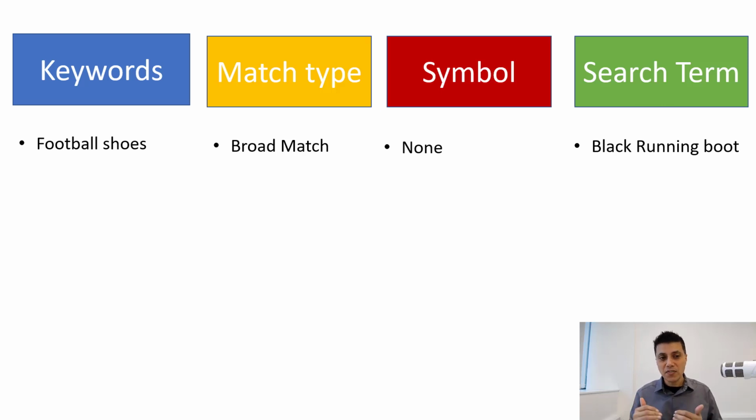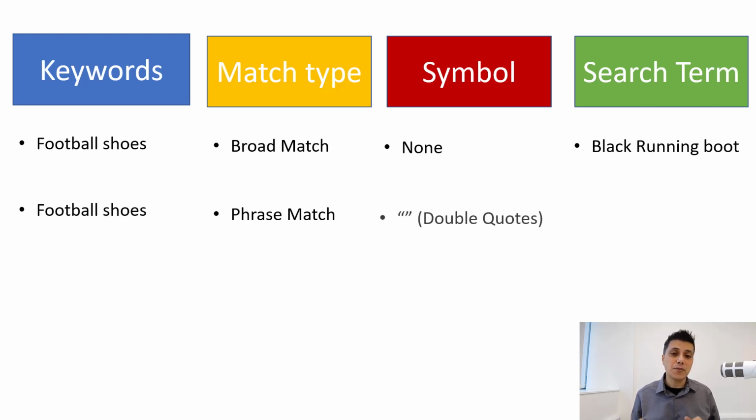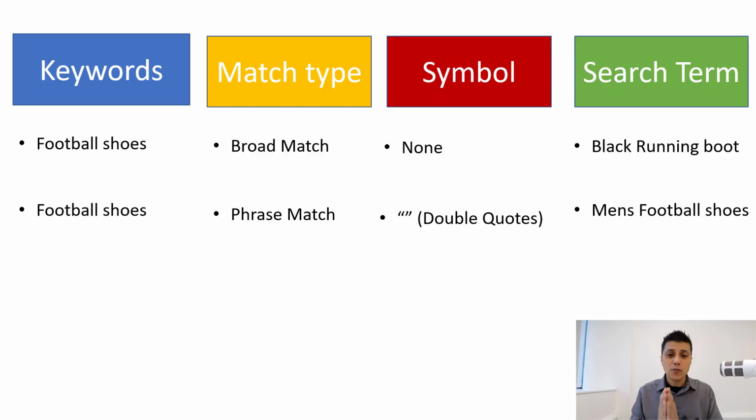Now, you can control the quality of this by using a match type called phrase match. For phrase match, the symbol that we use is double quotes. So we surround football shoes with double quotes. Your ad could be triggered for men's football shoes, because in phrase match, again, you're using close variations and synonyms. But the key thing with phrase match is that the keyword that you put in must be in the same order. So in this case, you can see that football shoes are still together, but you could have words before it or after it.